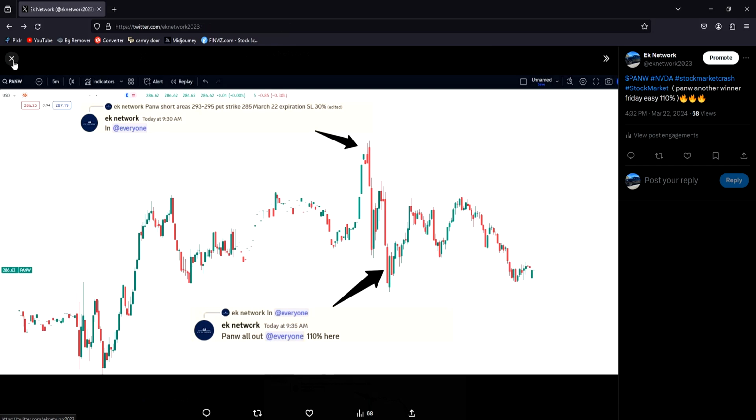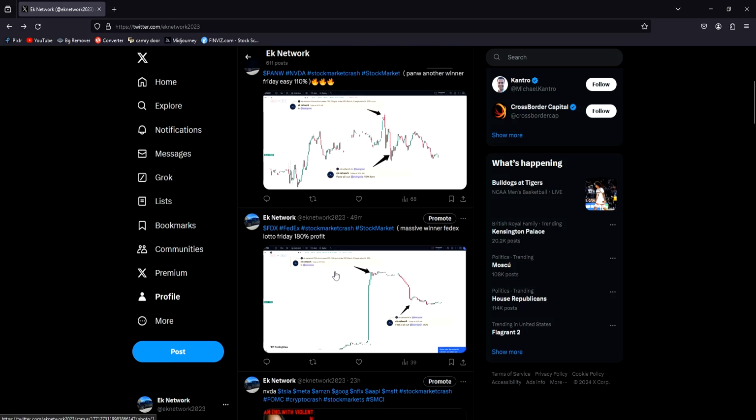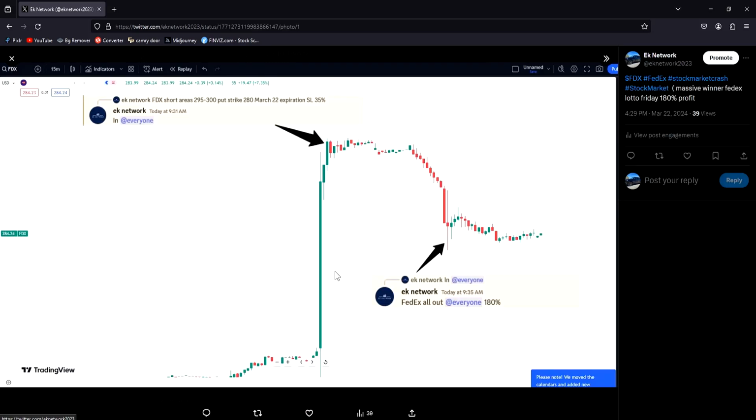But look at this one, guys, even better. Now this came out Thursday night that I'm going to short FedEx at opening, and guess what, this thing delivered. Shorted right here pretty much right at the top at opening, 9:31 a.m. getting those puts. And look at this drop, guys. I mean, this was a $10 drop that I caught on FedEx. 180% I got on FedEx, and that was a fantastic, beautiful trade on Friday morning.